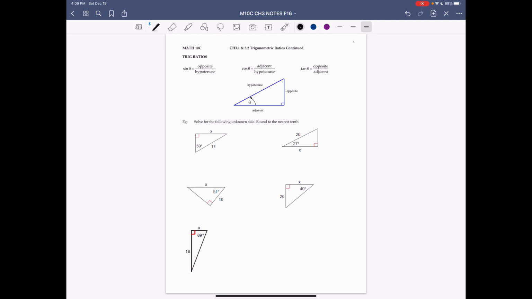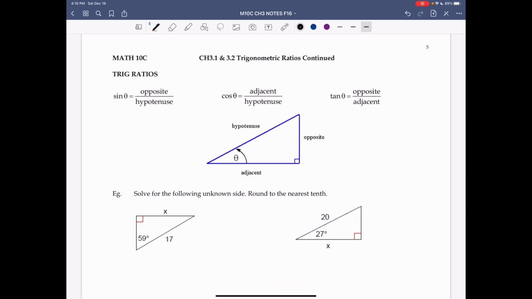Chapter 3.1 and 3.2, Trigonometric Ratios continued. As a reminder, we have sine theta equals the opposite side divided by the hypotenuse side. Cos theta equals the adjacent divided by the hypotenuse. And tan theta equals the opposite divided by the adjacent. In a right triangle, the hypotenuse is the side opposite the right angle.